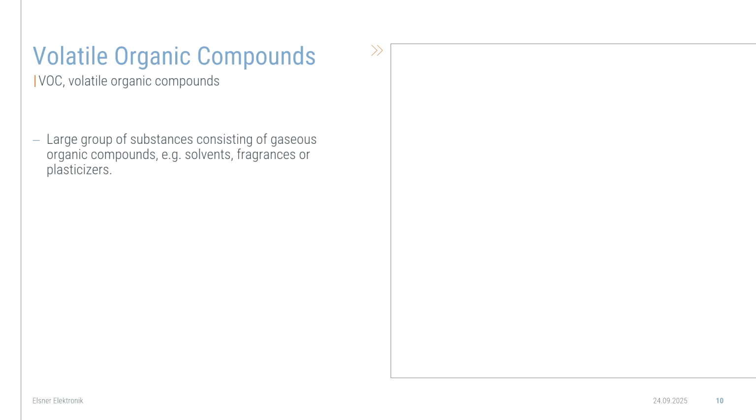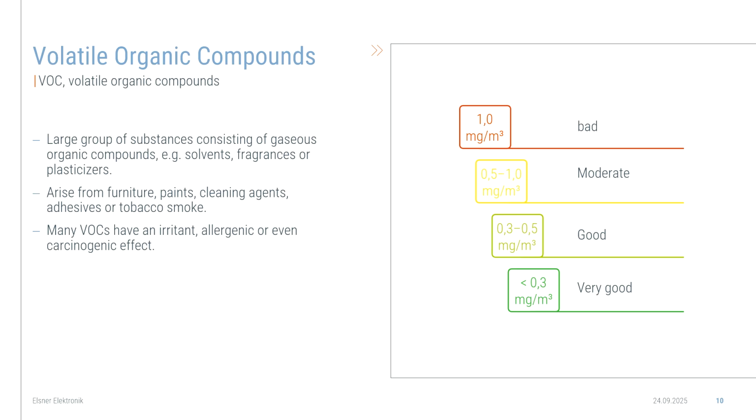VOCs are a large group of substances consisting of gaseous organic compounds, for example solvents, fragrances and plasticizers. They arise from furniture, paints, cleaning agents, adhesives or tobacco smoke. Many VOCs have an irritant, allergenic or even carcinogenic effect. There's no direct correlation with fresh air content, but with emissions from materials and products.